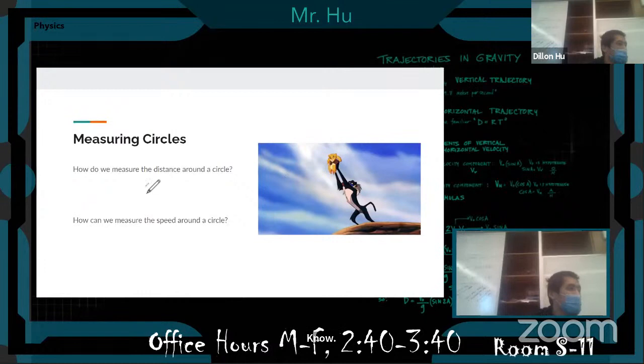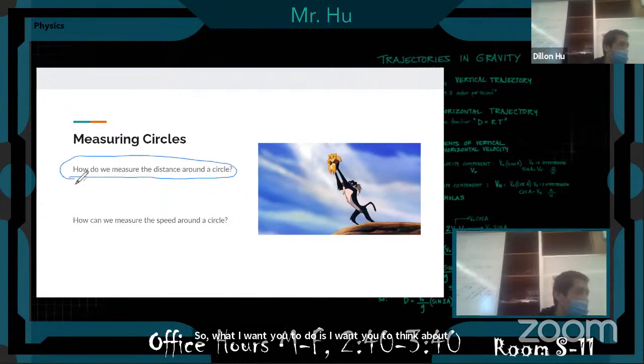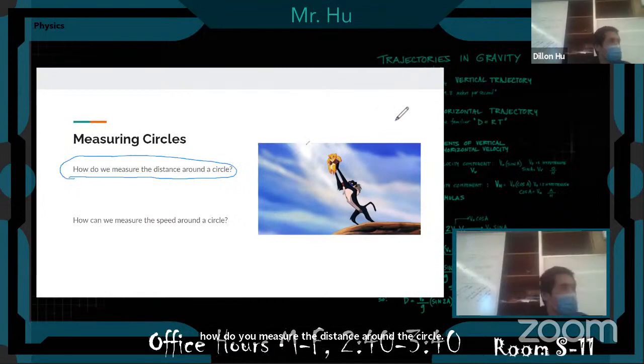So what I want you to do is think about, how do you measure the distance around a circle? How do we do that? Maybe take a couple of minutes. How do we measure the distance around a circle?